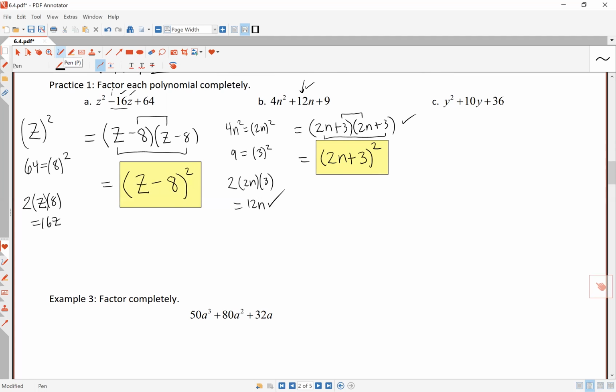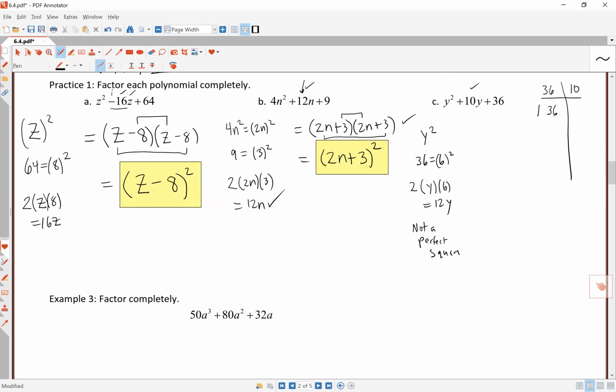Letter C, the first term is a perfect square, and the last term is a perfect square. We check the middle term, twice the y and the 6, which gives us 12y, but we wanted 10y. It's not a perfect square trinomial then. So we would have to go back to the old techniques to see if maybe it factors using two different numbers. Product of two numbers, that's 36, that adds to 10.